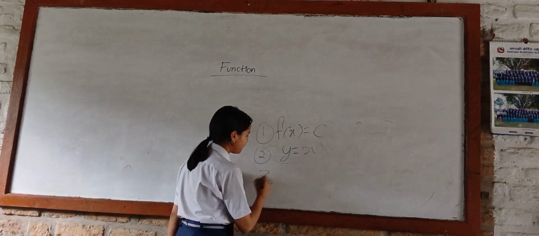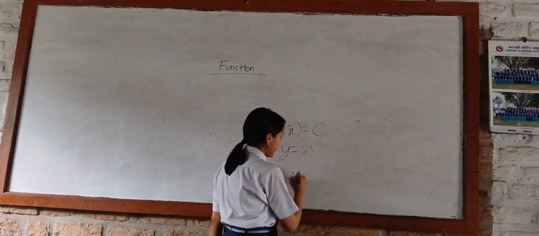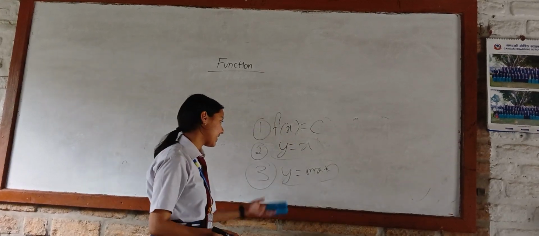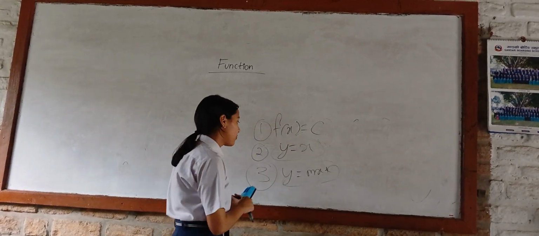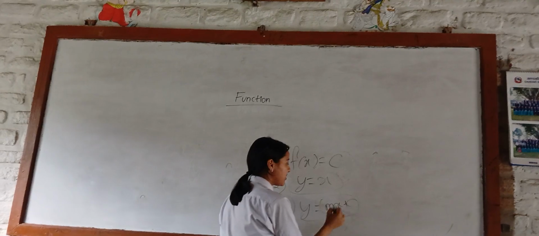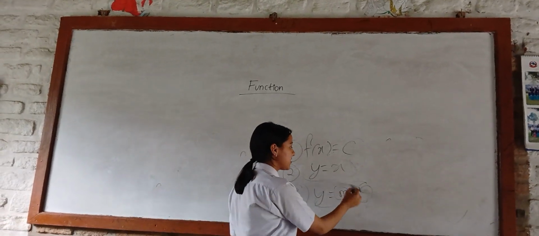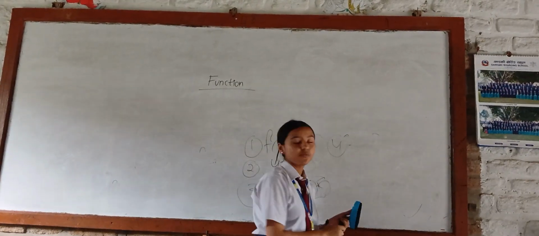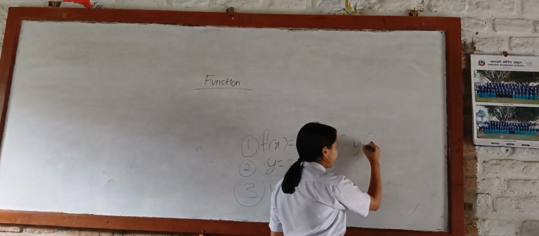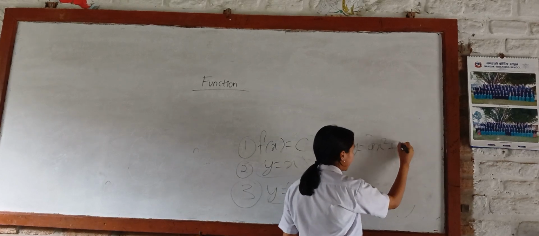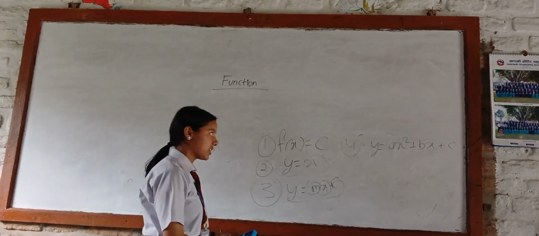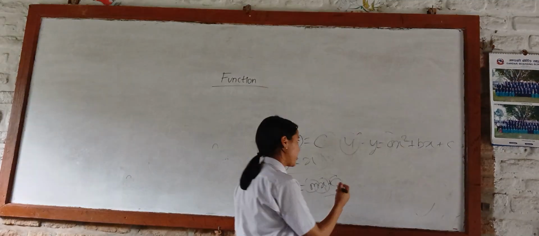And in third, it is y equals mx plus c, which is known as the linear function, and it can be defined by this algebraic operation, where m and c are constants and x is the variable. And in fourth, there is the quadratic function, where the condition is y equals ax squared plus bx plus c, where a, b, c are constants and x is the variable, and it is defined by this operation.